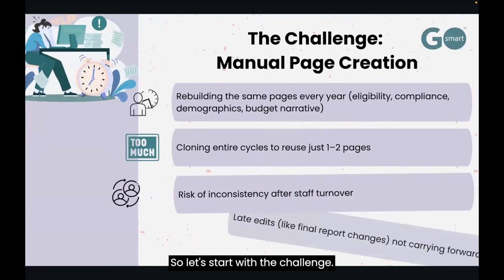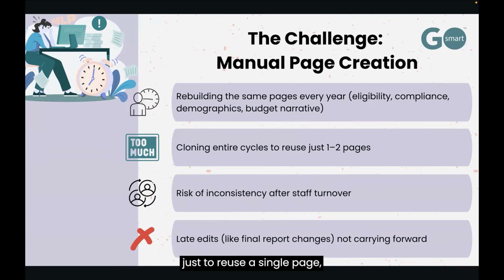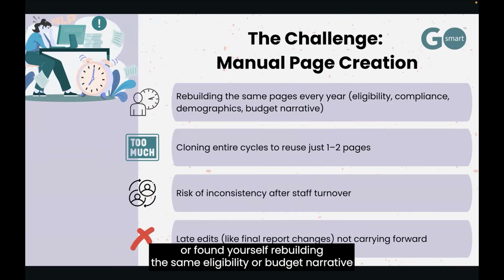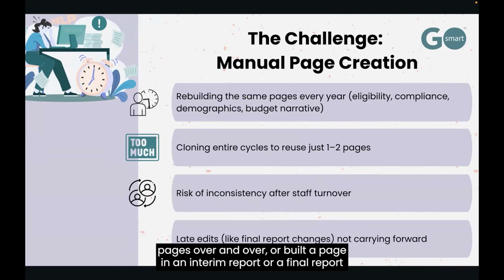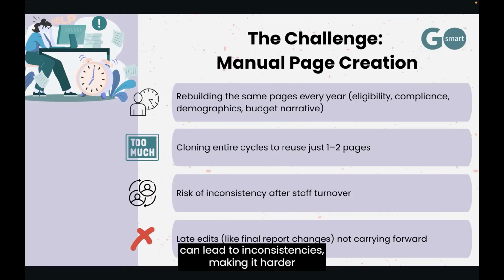So let's start with the challenge. How many of you have had to clone an entire grant cycle just to reuse a single page, or found yourself rebuilding the same eligibility or budget narrative pages over and over, or built a page in an interim report or a final report and needed that reflected in a cycle that might already be open? We know it's time consuming, and small differences between programs can lead to inconsistencies, making it harder to keep your process standardized and efficient.